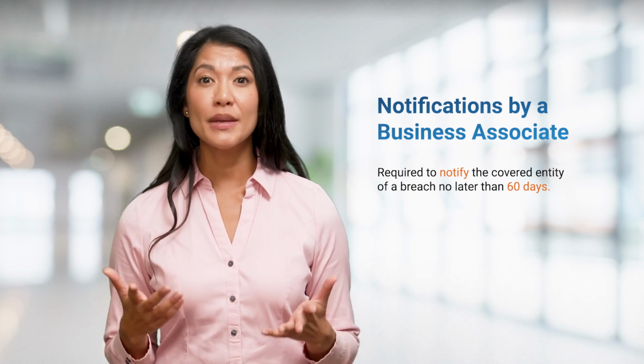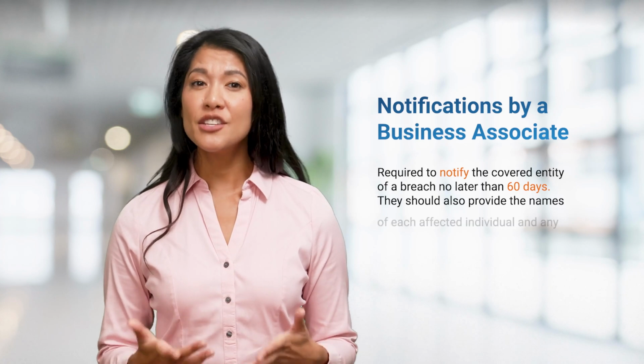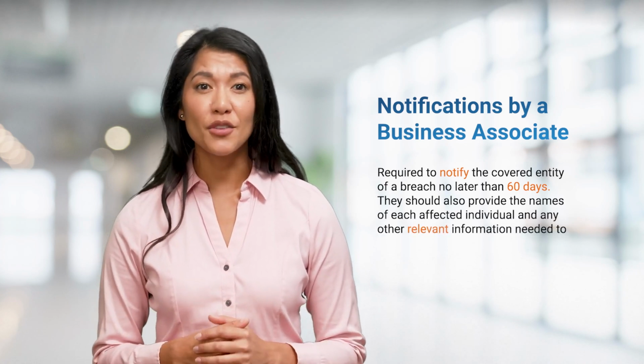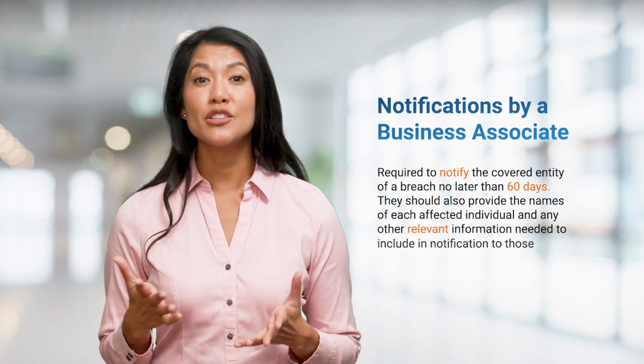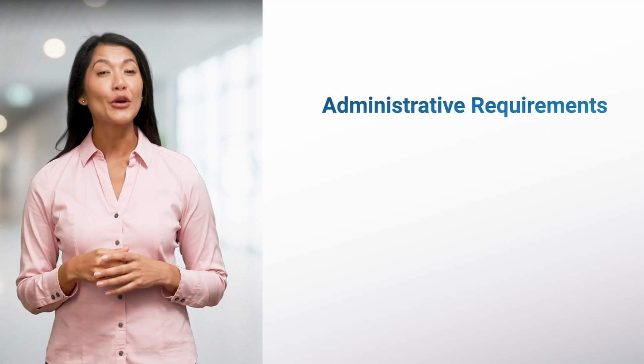Whenever possible, the business associate should also provide the covered entity with the names of each affected individual and any other relevant information needed for the covered entity to include in its notification to those individuals. Administrative requirements and burden of proof.